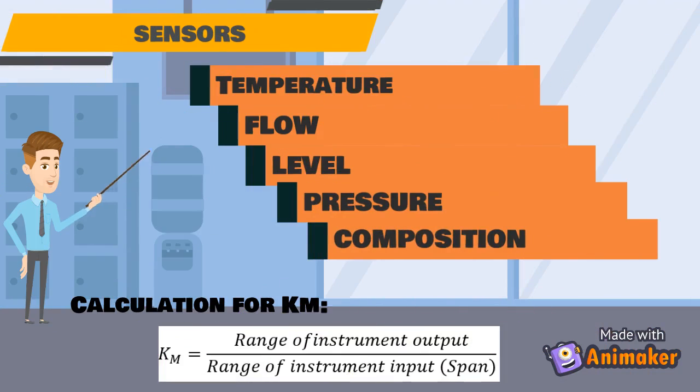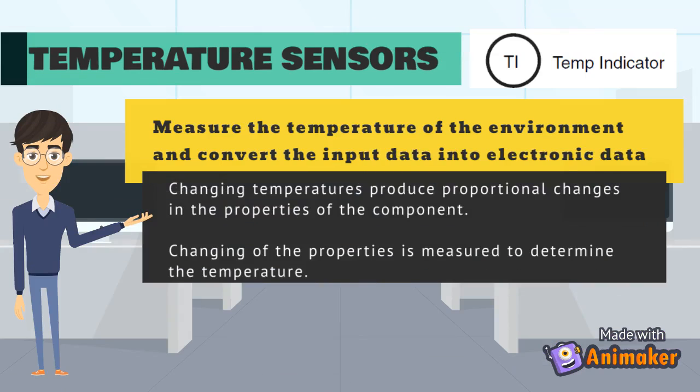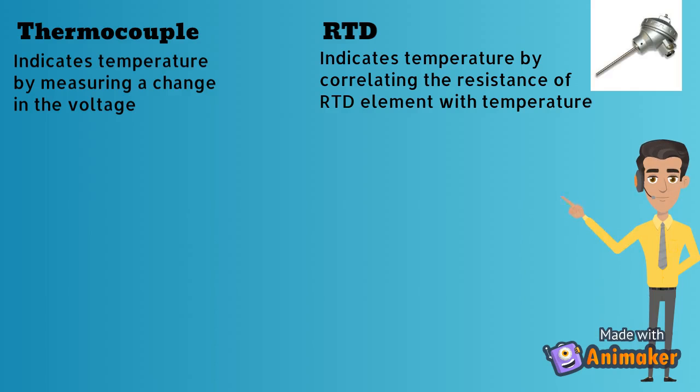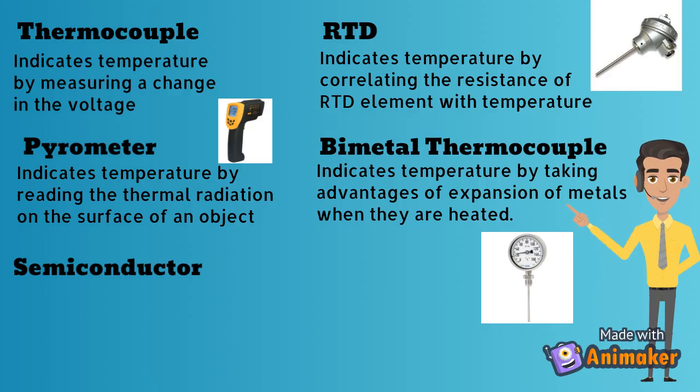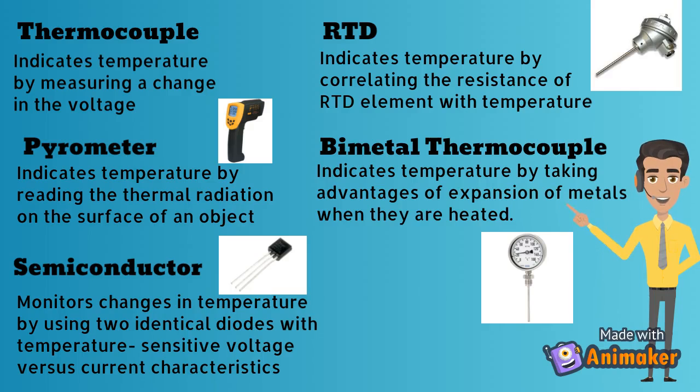Now I would like to explain about sensor. There are 5 types of sensor. Firstly, it is about temperature sensors. This is the symbol and function of temperature sensor. These are examples of temperature sensors in InstrumentZine such as thermocouple, RTD, pyrometer, bimetal thermometer and semiconductor.